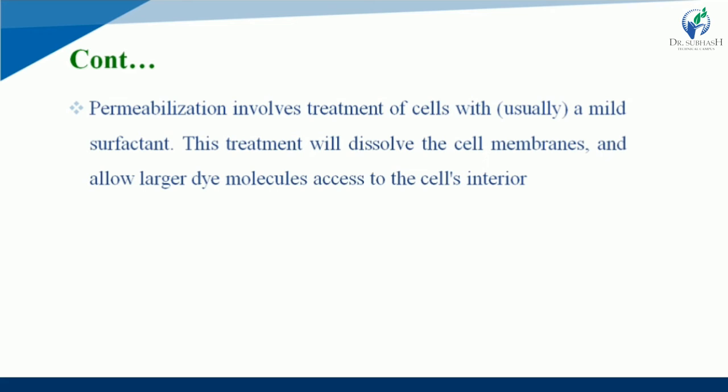Permeabilization involves treatment of cells with a mild surfactant. This treatment will dissolve the cell membranes and allow larger dye molecules access to the cell's interior. So permeability is increased. How is permeability increased? Permeabilization involves treatment of the cell with a mild surfactant. By adding surfactant to a cell, permeability is increased.